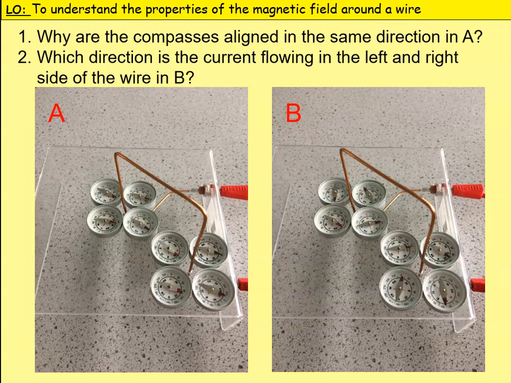Okay, look at these two diagrams here. We've got two questions. In A, why are the compasses all aligned in the same direction? And in B, which direction is the current flowing in the left and right hand side of the wire? Pause the video while you attempt that and restart to get the answer.